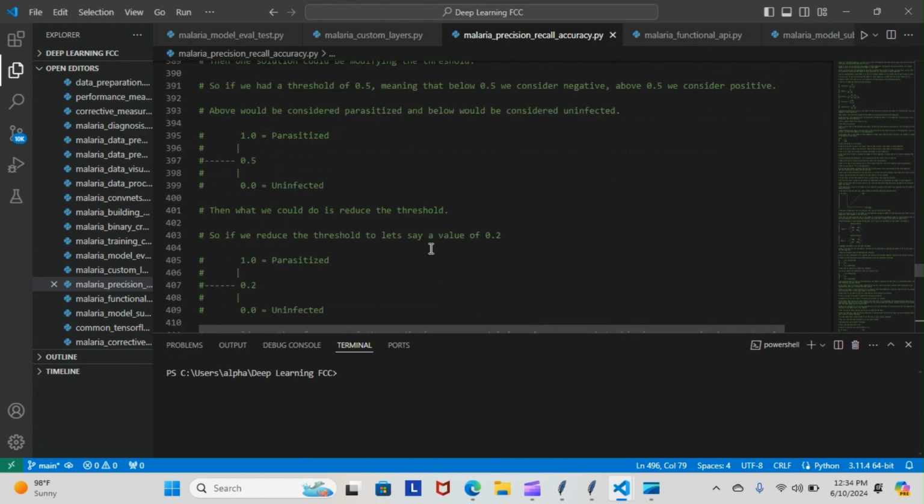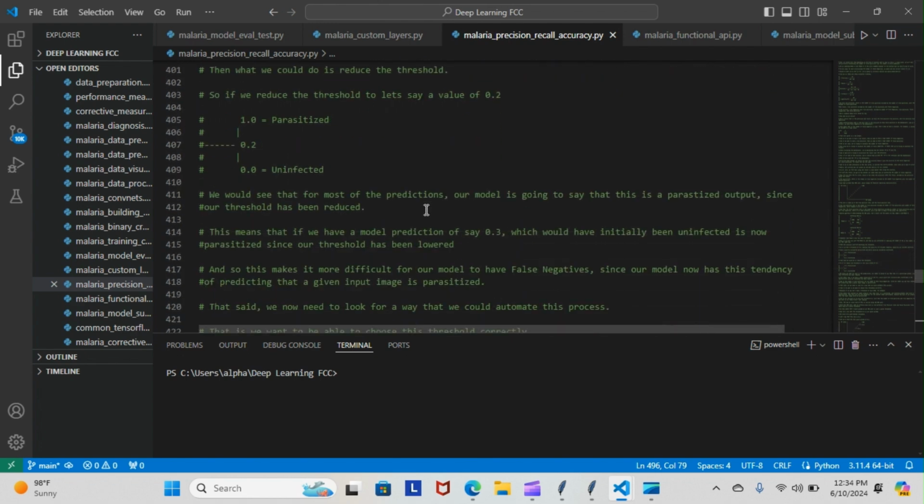Then what we could do is reduce the threshold. So if we reduce the threshold to, let's say, a value of 0.2, you can see here now 0.2. Anything above that would be parasitized. Anything below that would be uninfected. We would see that for most of the predictions, our model is going to say that this is a parasitized output since our threshold has been reduced. Because more than likely, we're going to get a value higher than 0.2. There's only certain circumstances we'll get a value lower, since there's a higher chance of getting a 1 as opposed to a 0.1. So more than likely, we're going to get an outcome that says parasitized.